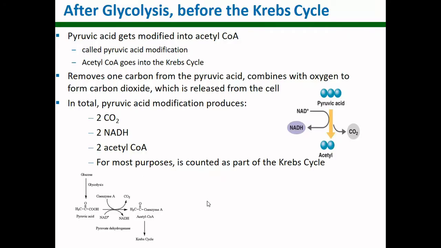Okay. After glycolysis, we have that pyruvic acid, or pyruvate, same thing. It has to get modified before it goes into the Krebs cycle, which is the next step. And in that modification, it gets turned into acetyl-CoA. And you have another electron carrier that gets an electron, and you have a little bit of carbon dioxide coming off. Okay. For most purposes and for counting ATP, this is counted in as part of the Krebs cycle.